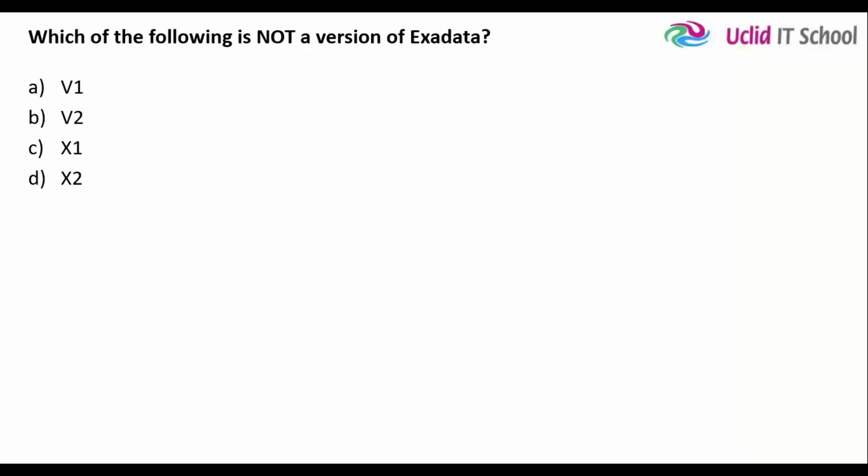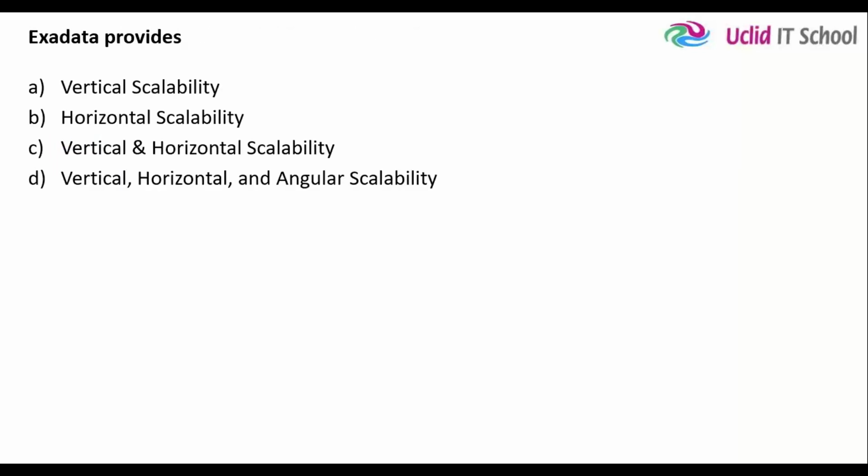All right, Siddharth C. What about you, Parmesh? Others? Okay, C. Okay, let us see. Correct answer is C. X1 is not there. Okay, they started with X2 directly. V1, V2, X2. Exadata provides.